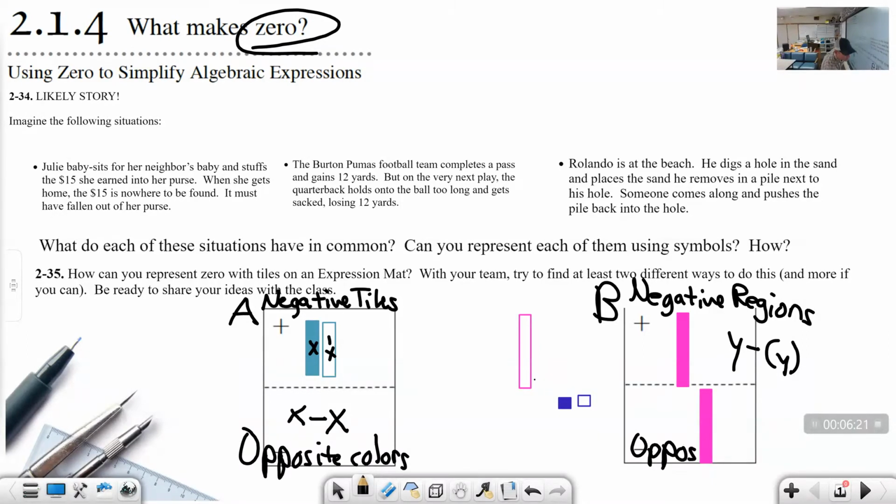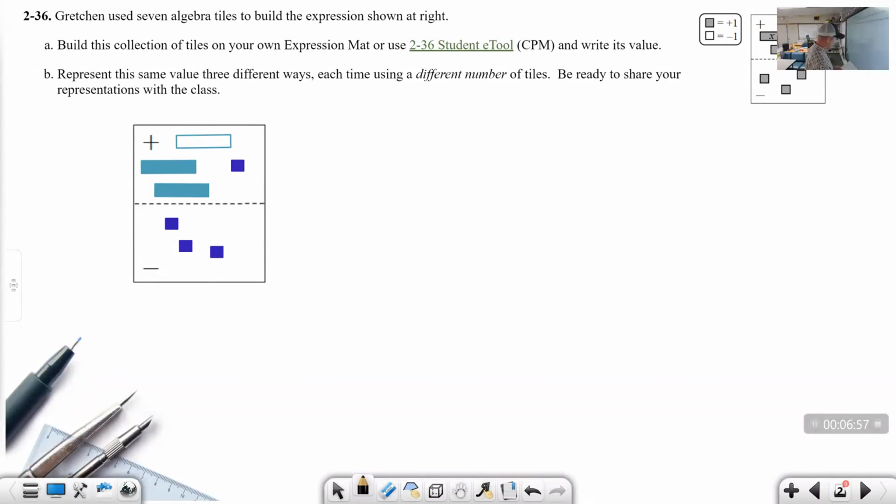Notice in our first situation, I have opposite colors, and over here, I have opposite regions. So I'm going to write that down. Opposite regions. When we're doing negative tiles, we have opposite colors. When I have negative regions, I have opposite regions. Okay? So go ahead and draw that. We have a positive y and a positive y sitting in the negative region. Okay? So we need to recognize that these two scenarios make 0. They make 0.